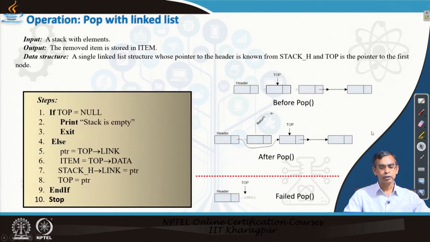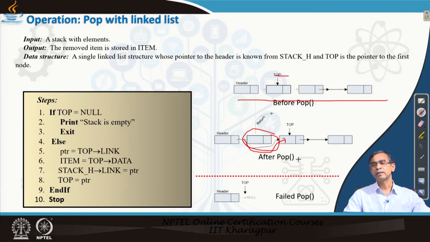Like push, the pop operation is like this also. This is the linked list given to you before pop. Top is the topmost element. If you want to do the pop, after the pop it returns this element, removes the first element, and then the pointer will point to this one. This is the usual practice, and if the list is empty and you perform pop, it shows underflow or stack is empty.